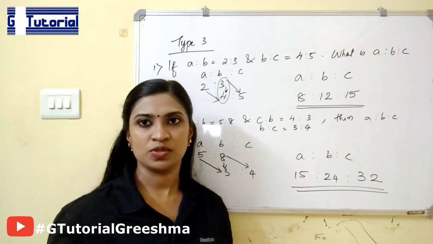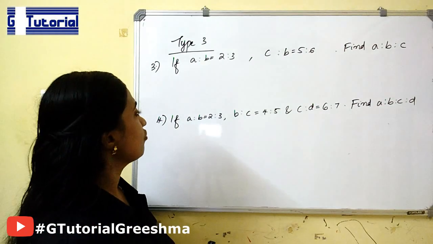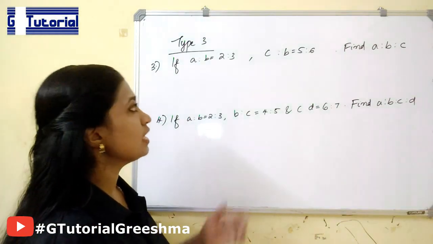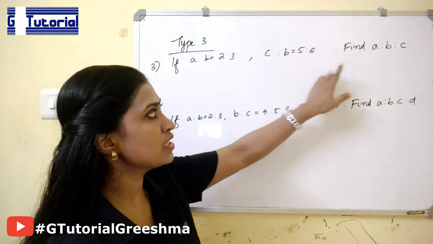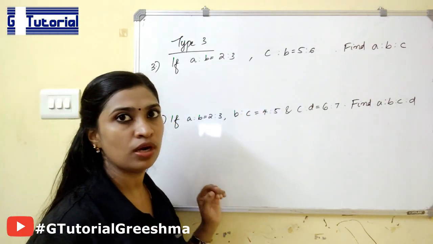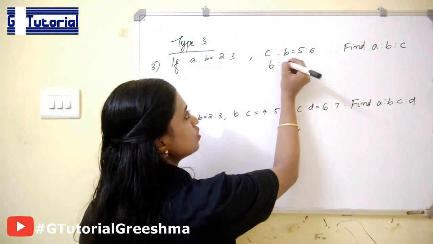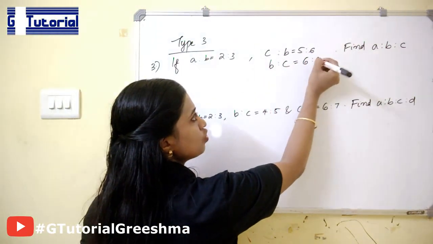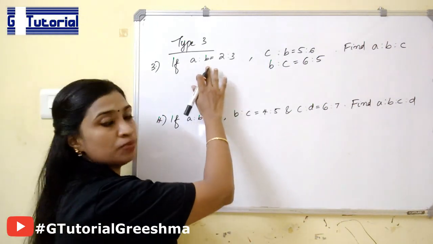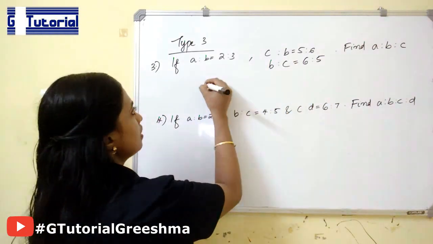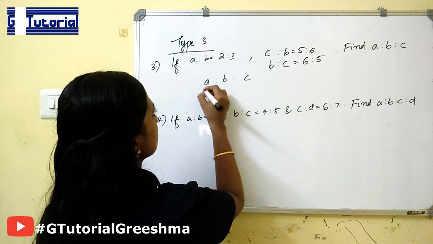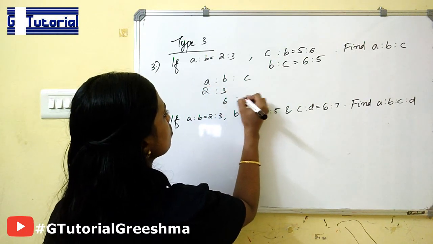Now we can see the next question. Next question, if A is to B is 2 is to 3 and C is to B is 5 is to 6, find A is to B is to C. What is the first thing you have to do? You have to turn this ratio as B is to C, which is 6 is to 5. Always the ratio should be A is to B and B is to C. Now we can find what is A is to B is to C. 2 is to 3, 6 is to 5.